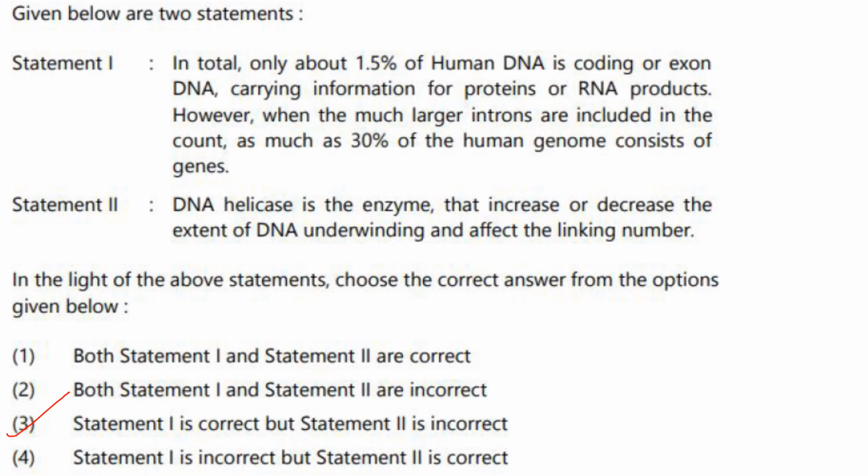DNA helicase is the enzyme that increases or decreases the extent of DNA underwinding and affects the linking number. Okay. Now DNA helicase is an enzyme that unwinds double-stranded DNA by breaking hydrogen bonds between the base pairs, and it is not responsible for any underwinding or overwinding of DNA or changing the linking number. That is the work done by the topoisomerases. So statement 2 is incorrect. Statement 1 is correct and your answer is option 3.